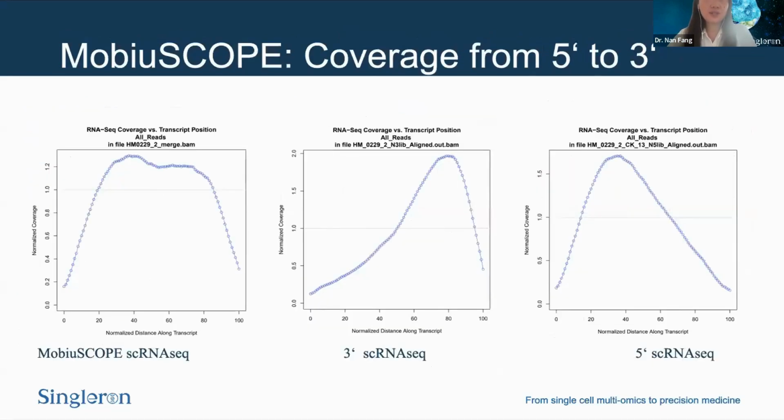And here is the gene body coverage of the MobiuSCOPE technology. As you can see, in the middle on the right part, with either 3' or 5' methods, you do see this kind of bias either towards 3' end or 5' end. With MobiuSCOPE methods, we have a relatively even coverage across different positions of the gene body. And this gives us really more comprehensive information for the whole gene.